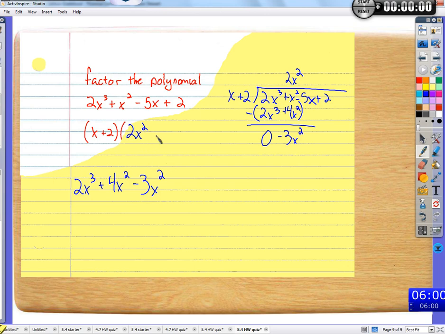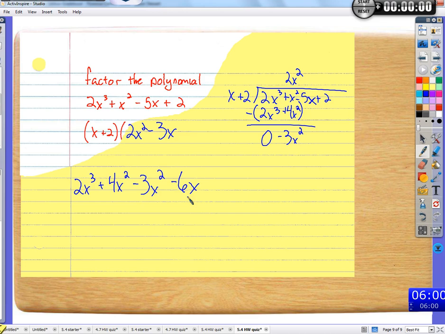We could put into this factor that would wind up giving us a negative 3x squared. Connor? Negative 3x. If you put a negative 3x there, and we multiply negative 3x times x, we get negative 3x squared. So now we're good. We're back on track with the x squareds. Those are good. But then what happens? We get a negative 6x. Do we want negative 6x? No, we want negative 5x, not negative 6x.